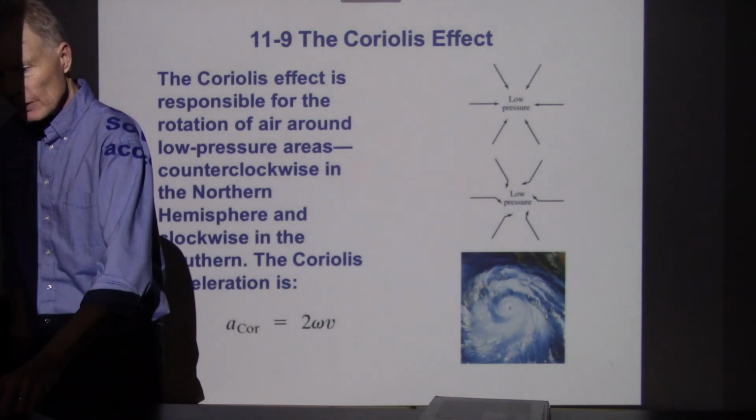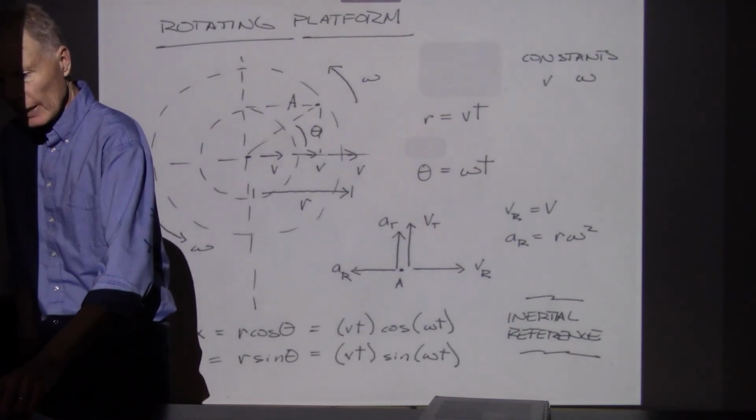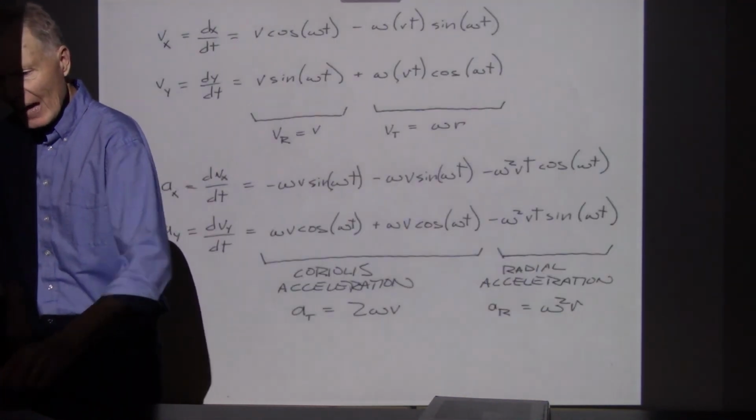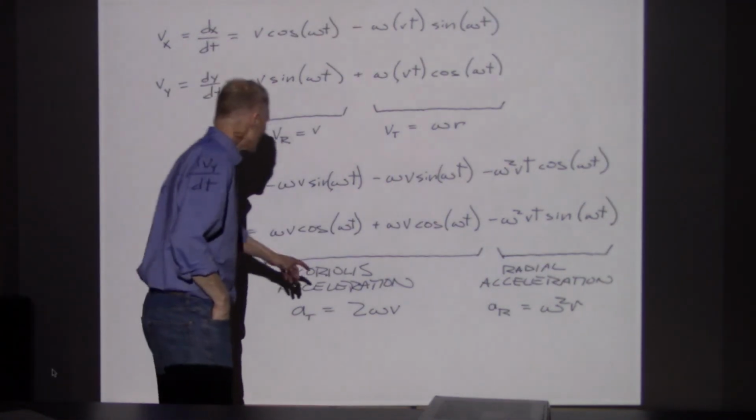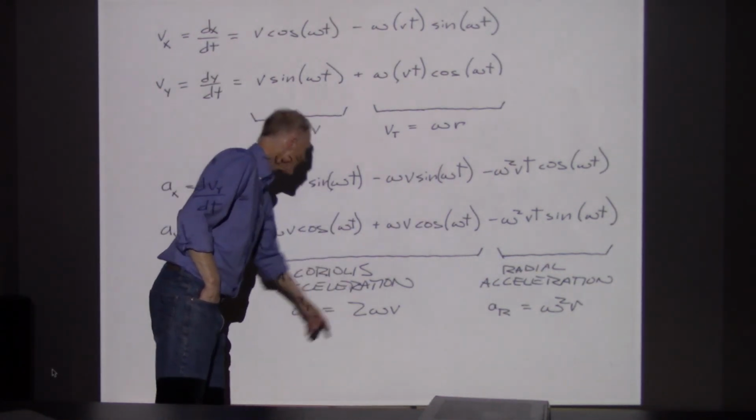and I think that's a good thing because we're over time a bit. I just wanted to go back on this example and ask, why is it 2? Why is the Coriolis acceleration 2 omega v?